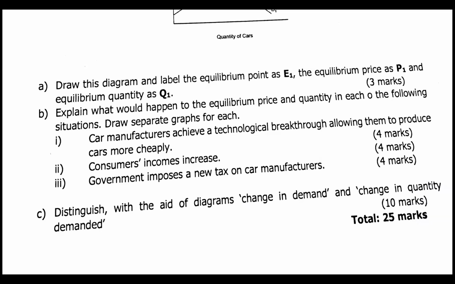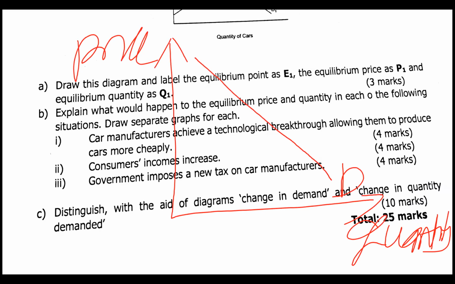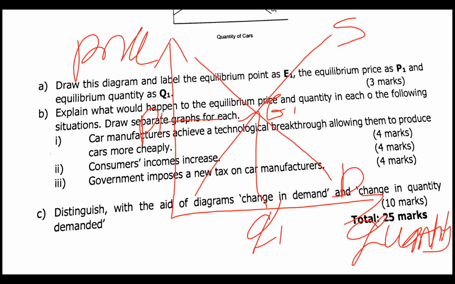The government imposes a new tax on car manufacturers. Okay, the government imposes a new tax. We always start from the initial condition. Our initial condition is we have price here, we have quantity. I hope you are following how I'm coming up with the graph. Supply, price one, and the equilibrium quantity one.